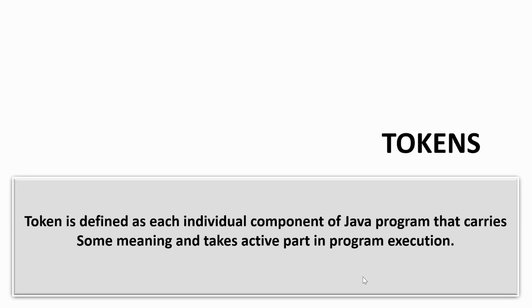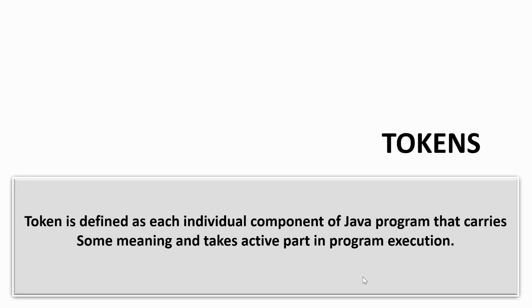Hey guys, welcome back. In this lecture, we are going to learn about tokens. A token is defined as each individual component of a Java program that carries some meaning and takes part in the program execution. It is a set of valid characters used for writing a statement in a Java program.